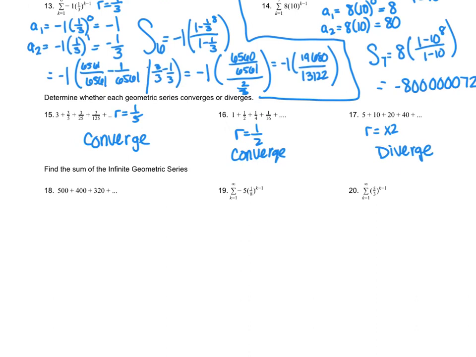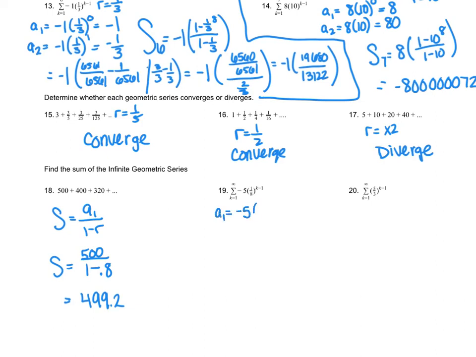Find the sum of the infinite geometric series. So remember our formula is S equals a1 over 1 minus R. So S is going to equal 500 over 1 minus 0.8. Answer here is 499.2. For the next one, we need our a1 and our R, so we're going to find a1.